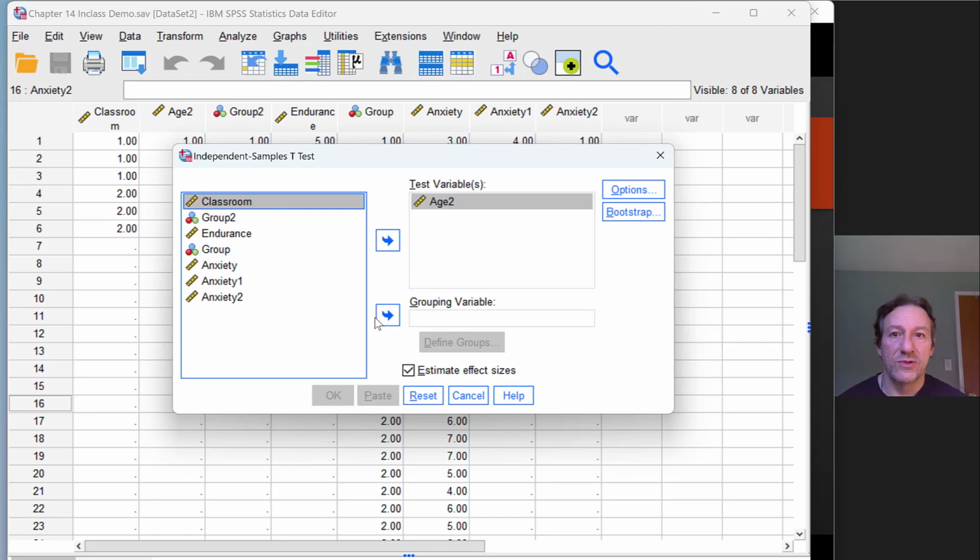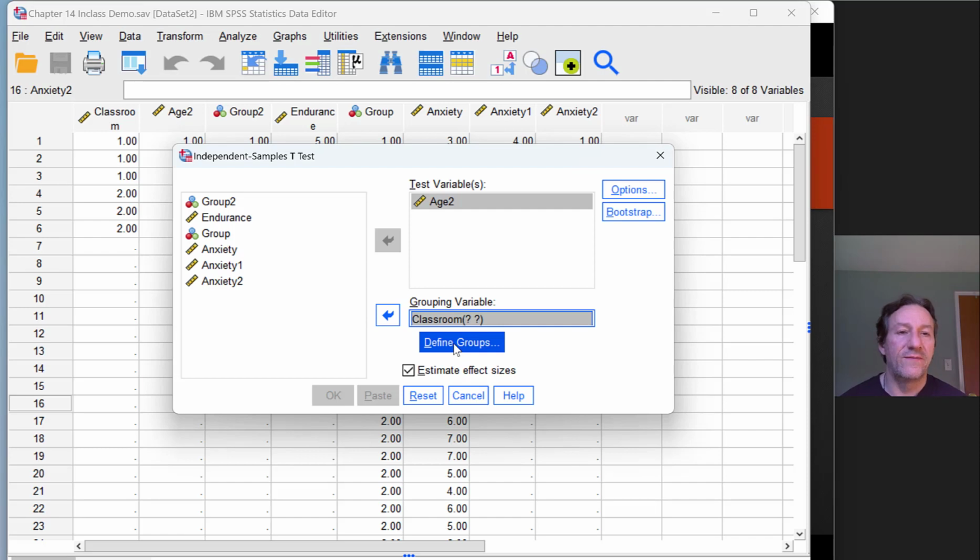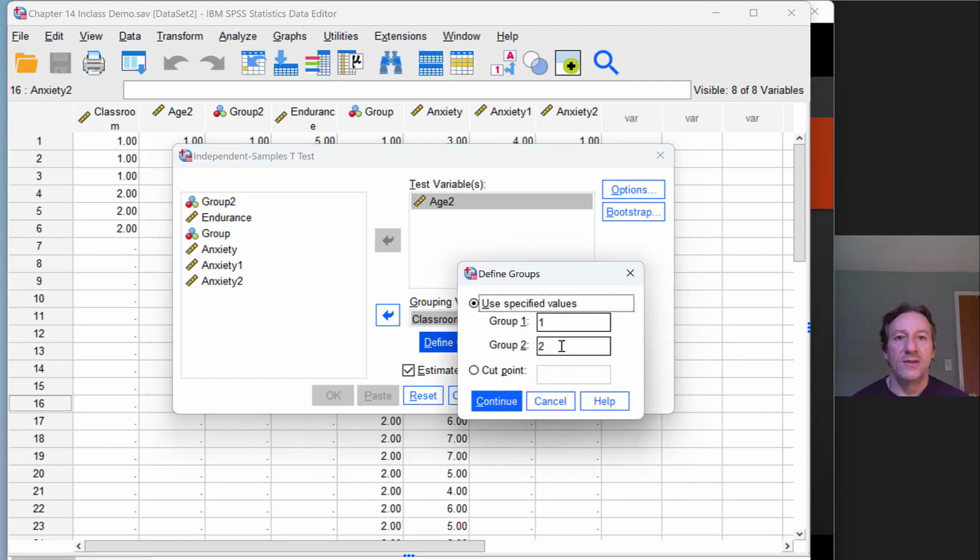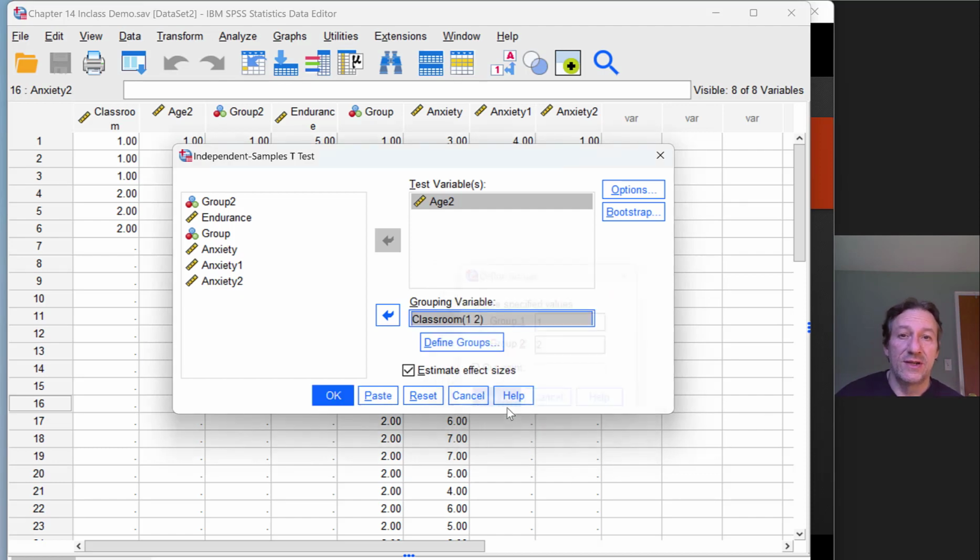So we're going to put classroom, move it over here, and then you do have to define the groups. Usually it's just easier to call them group 1 and group 2, and then all you have to do is click define and click continue because it already puts a 1 and a 2 in there. It's kind of an extra step that's almost unneeded. If I had called them a 0 and a 1, I would need to go in there and put 0 and 1 instead of 1 and 2. So save yourself some time, just put 1 and 2. When I first started, I did 0 and 1 because that's what made sense to me, but it's just easier if you put 1 and 2 for the groups in an independent samples t-test.